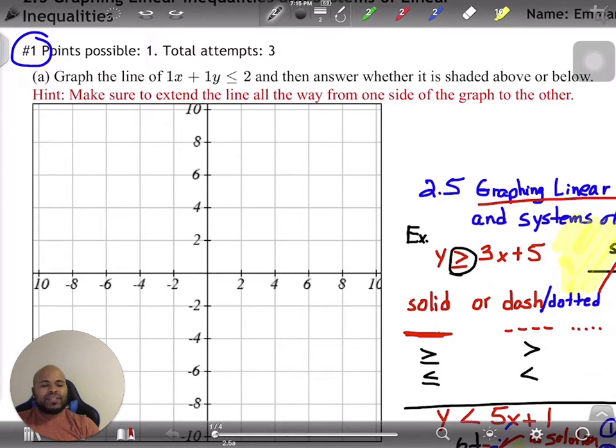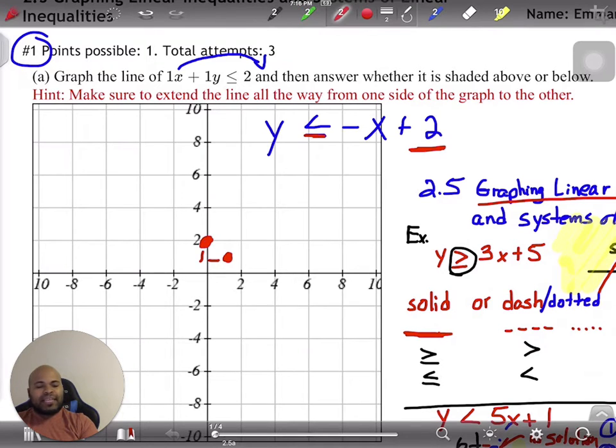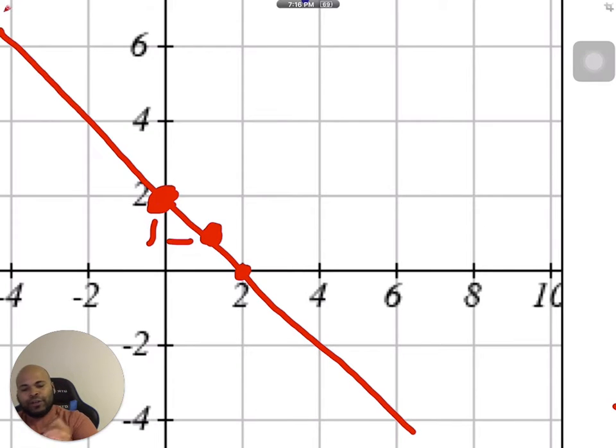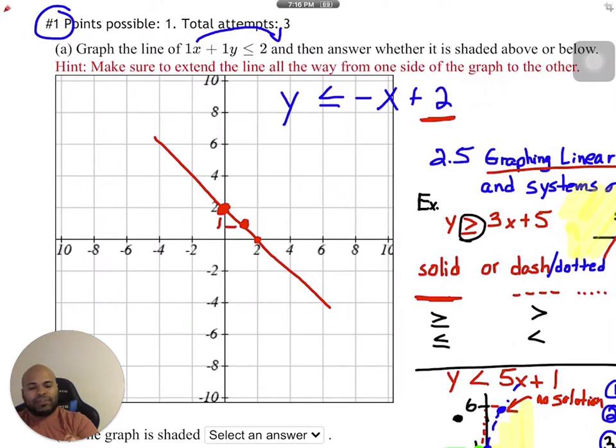If I do this, let's graph it. So find the y-intercept and plot it. That will be positive 2, okay? And then I have a negative slope of negative 1 over 1. So I'm going to move 1 down and 1 over. So 1 down and 1 to the right. Okay. And then because this is a solid line, because it says equal to, that equal to is going to make it a solid line. There you go. So it's going to look something like that. It's going to be a solid line.